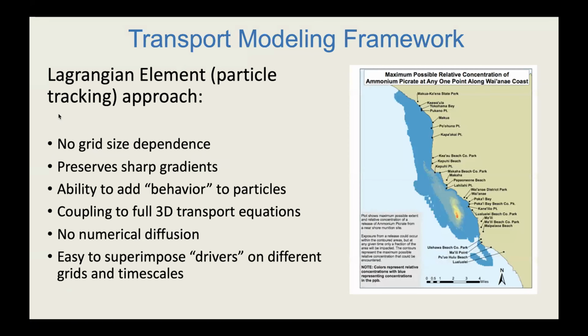So the transport modeling framework is a Lagrangian element or particle tracking approach. This is how most oil spill models work. It's nice because there's no grid size dependence. It can preserve sharp gradients. We can couple it to 3D transport. There's no numerical diffusion. And I guess it's not mentioned here, but it's also very scalable. So you can use basically the same modeling framework for small scale problems as well as North Pacific scale problems.